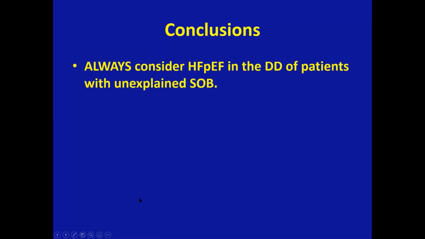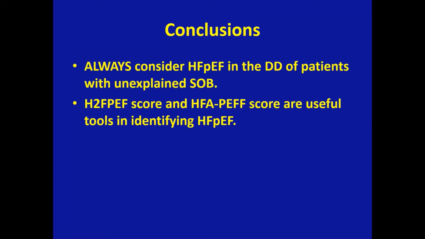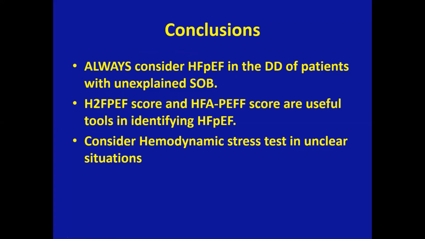So what are the conclusions? Always, in patients with unexplained shortness of breath, consider heart failure with preserved EF in the differential diagnosis. Then follow the scores that I showed you in identifying patients. And your workup is incomplete until you do the hemodynamic stress test in patients with intermediate probability. Your workup is incomplete. So please send them our way, or if you do it yourself, you should do them. And then rule out the other causes of HFpEF, like I showed you, particularly the infiltrative ones.